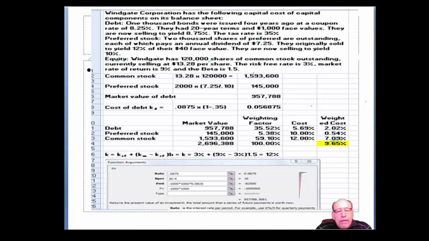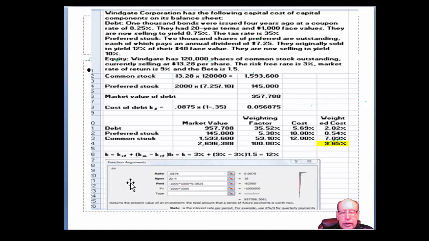What we're calculating first off is our market values. So we have common stock. We had 120,000 shares at $13.28 per share, and that equals 1,553,600. So that's the market value of our common stock.